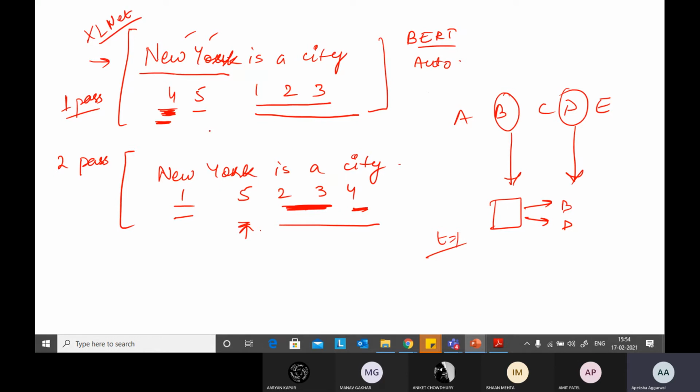So in one pass, basically, it is considering the sequence as well. It is also considering the previous terms. So it is autoregressive, plus it is also giving output the fourth word and the fifth word at the same time. Similarly, it is also outputting the fourth word and the fifth word at the same time after the second pass, after the model is trained for the second pass. Okay, so this is the architecture of XLNet.